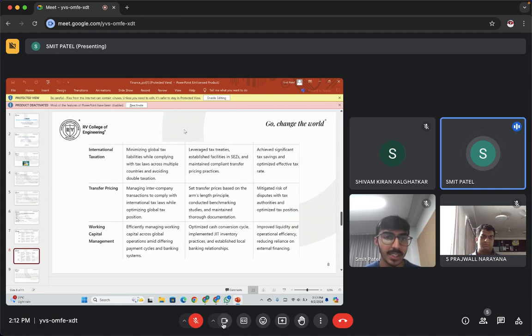Next factor is international taxation. The challenge they faced was minimizing global tax liabilities while complying with tax laws across multiple countries and avoiding double taxation. The strategy they used to overcome this problem was they leveraged the tax treaties, established facilities in SEZs, and maintained compliant transfer pricing practices. Then they achieved significant tax savings and optimized effective tax rate.